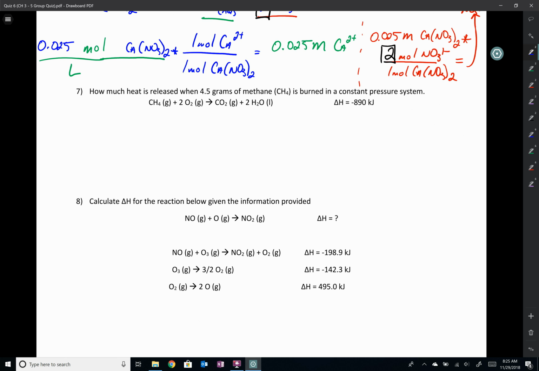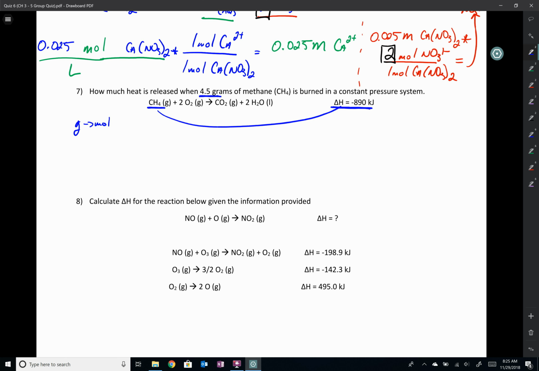Well, this equation is telling us that if we have 1 mole of methane and we burn it, we make that much heat. So the question is, do we have 1 mole of methane? Well, I don't know. We've got 4.5 grams. Is that 1 mole? What we've got to do is convert grams into moles, and then use our balanced equation to figure out how much heat is released from that.